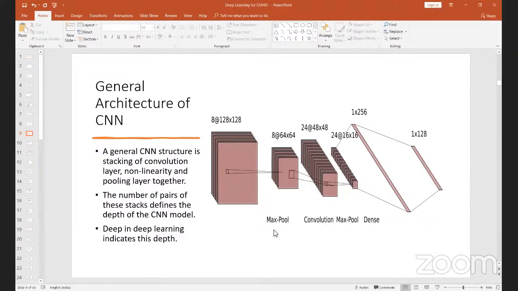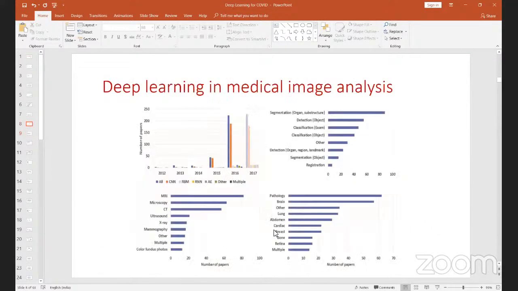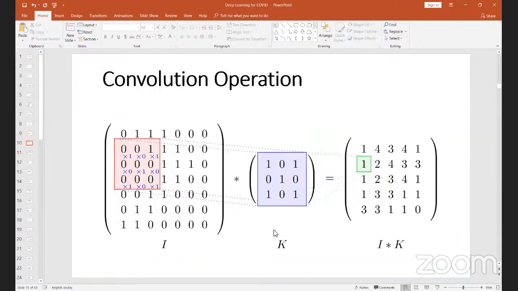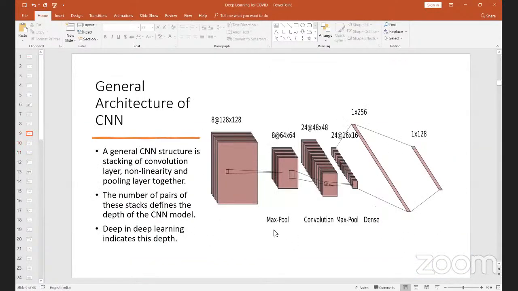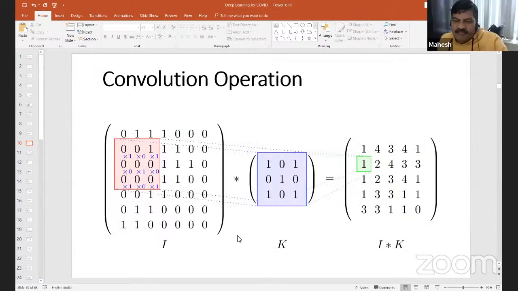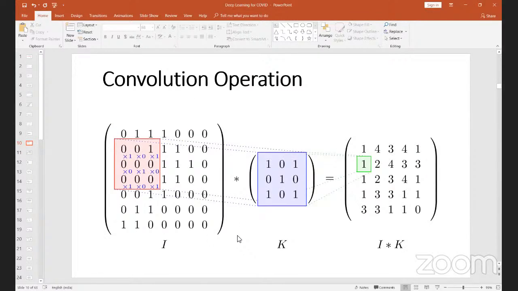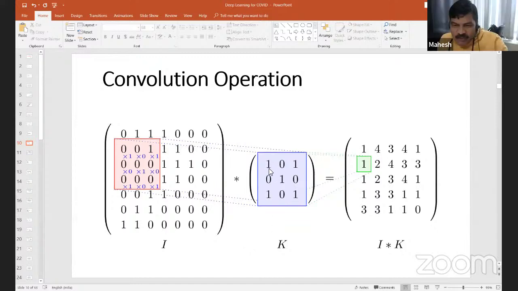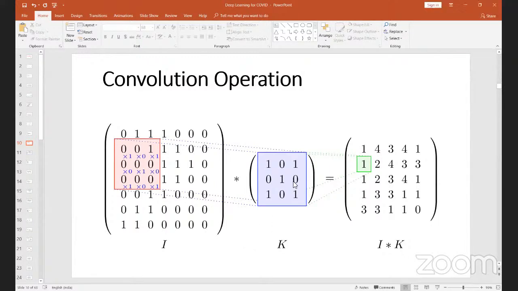Just go to the previous slide, sir. No, previous one. That matrix. Yeah, this one. The value of k, where have you taken this value from? This value is 0, 1, 1, 0, 1. How have you defined this value? So this is the key issue.